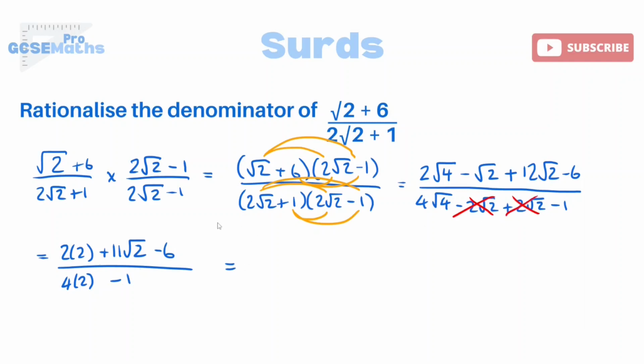So let's go through and simplify more. We've got 2 times 2 is 4, but then I've got minus 6. So I'm going to put the 11 root 2 first because that's a positive. 4 minus 6 is minus 2. I'm just going to put that there behind. And then we've got 4 times 2 is 8. Minus 1, which is 7.